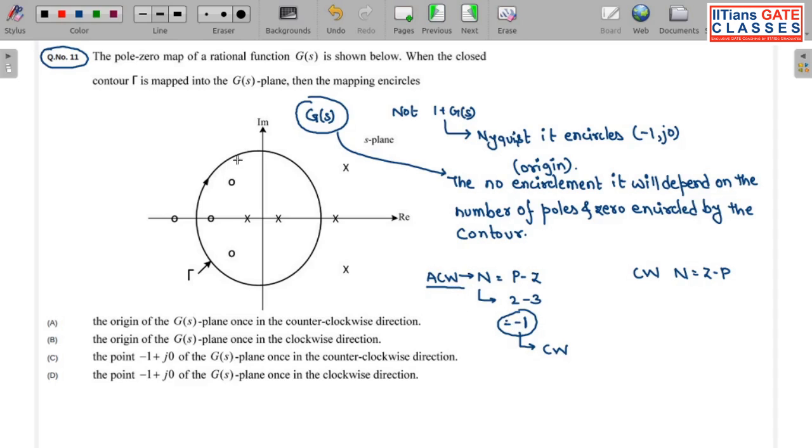You can see here the contour enclosed is in which direction? It is in the clockwise direction. And here also you can see the number of poles is more than the number of zeros enclosed by this contour. Okay, so this was quite obvious. The result we will be getting will be in the clockwise direction. So the answer to this question will be: the origin of the G(s) plane once in the clockwise direction, option B.